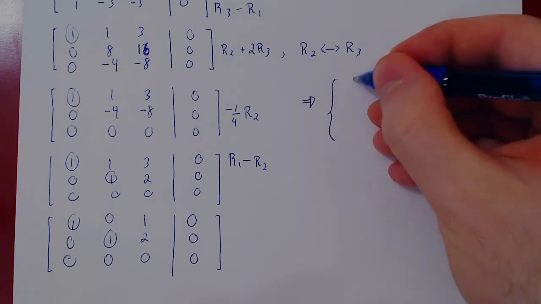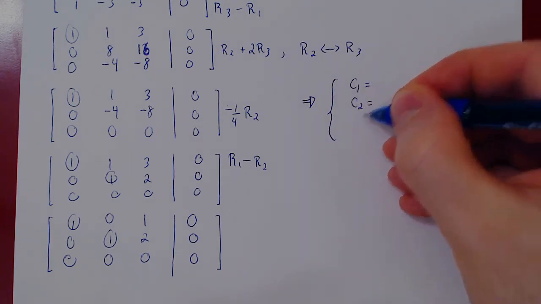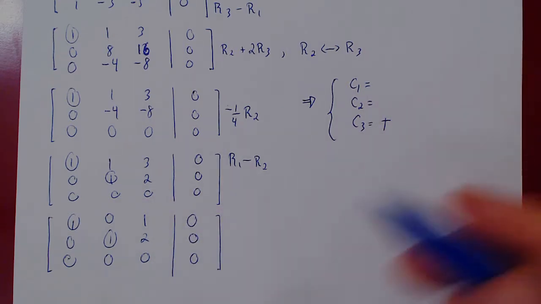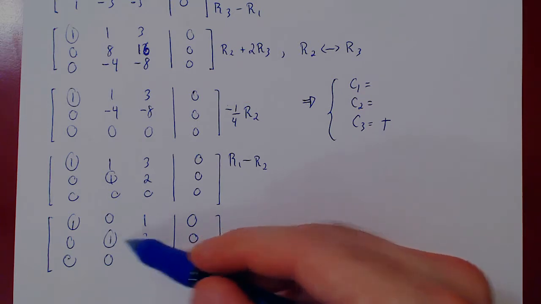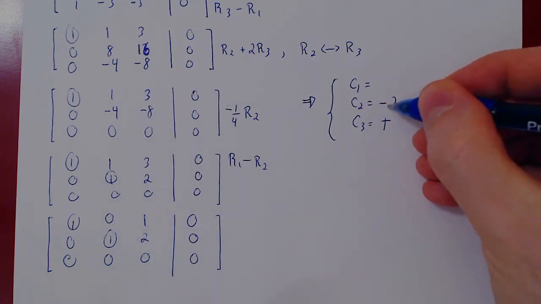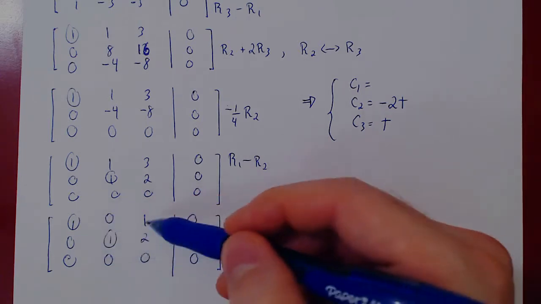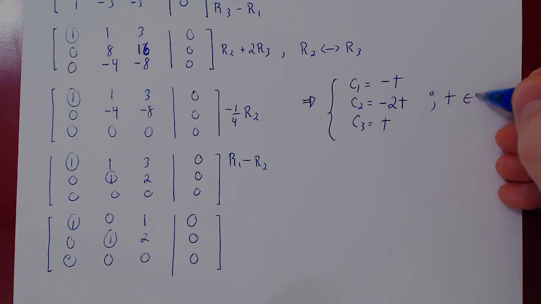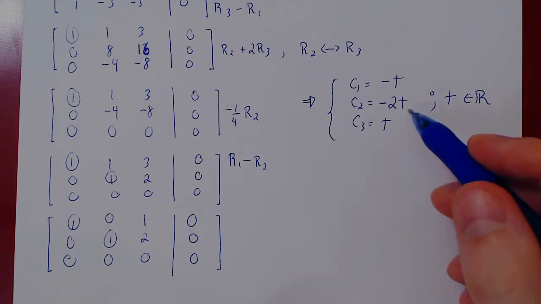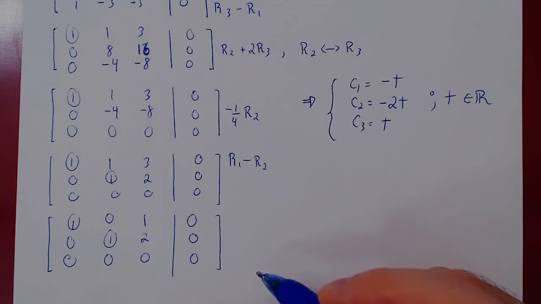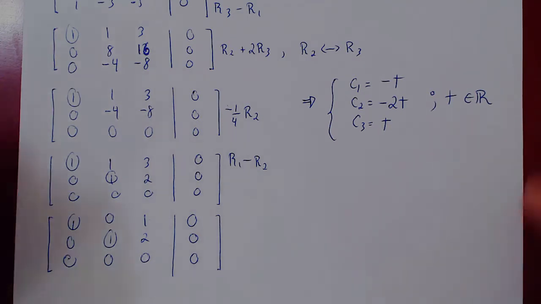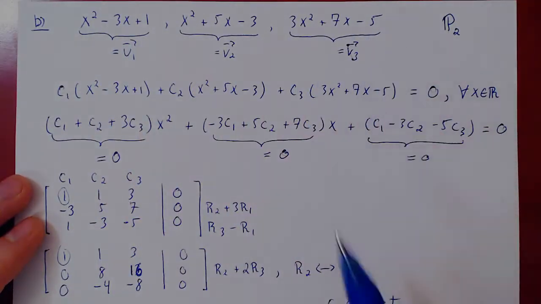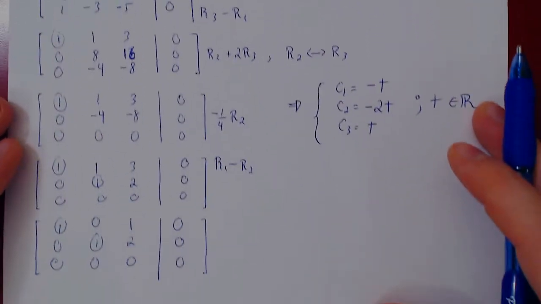Let us write our solution set. So c3 is free. It becomes a parameter, say t. Solve for c2 as negative 2c3, therefore negative 2t. Solve for c1 as negative c3, therefore negative t. And t once again can range over all real numbers. As we have an infinite number of solutions, we obviously have more than the trivial solution, and so our three polynomials are linearly dependent.